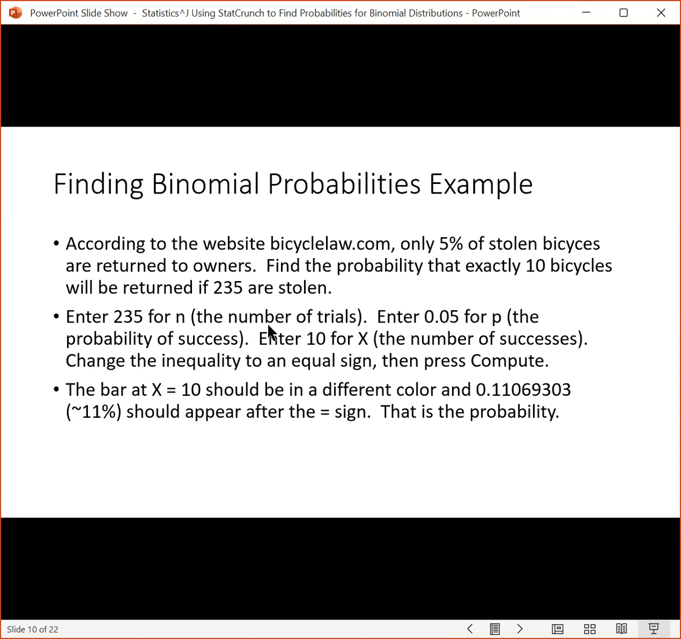So 235 is the number of trials. There's a 5% chance that on any given trial, the bicycle will be returned. And then 10 is the number we're trying to find the probability of, so that's the number of successes. And this is exactly 10, right? Not more than 10, not less than 10, exactly 10. So you want to put an equal sign where the inequality is, and then press compute. If you do that, you should see the bar at x equals 10 is shaded in a different color, and 11% appears after the equal sign, and that's our probability.